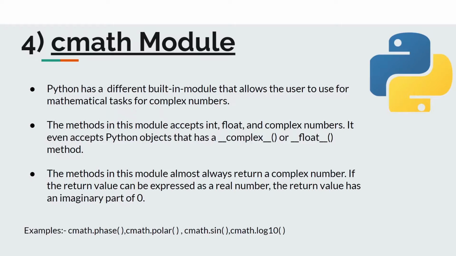The methods in this module almost always return a complex number. If the returned value can be expressed as a real number, then the imaginary part would be 0. If the returned value can be expressed as an imaginary number, then the real part would be 0. Some examples are cmath.phase, cmath.polar, cmath.sin, cmath.log, and logarithm base 10.